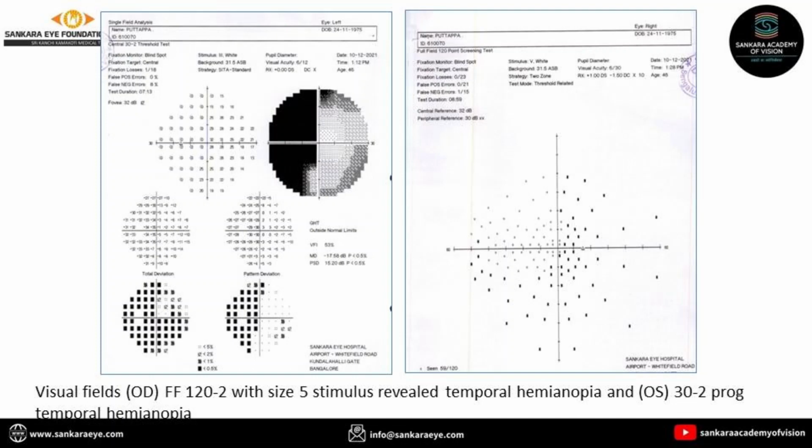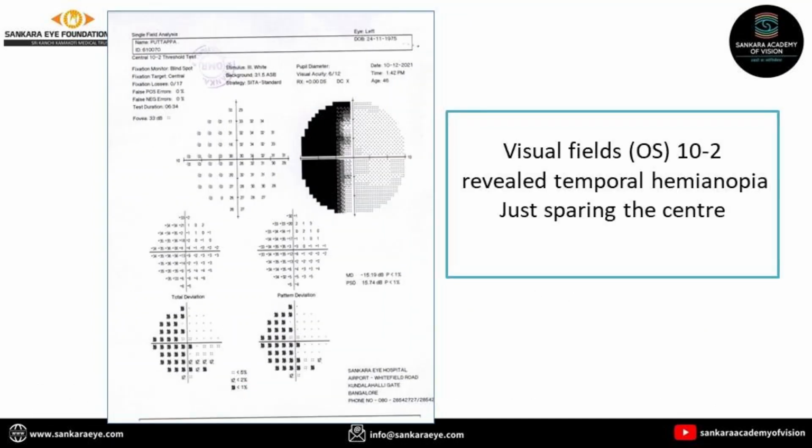Visual fields of the right eye, done with the full field stimulus 5, showed a temporal hemianopia spilling onto the inferior field, and the left eye showed a temporal hemianopia again. A 10-2 program was also done, which showed a temporal hemianopia just sparing the center in the left eye.